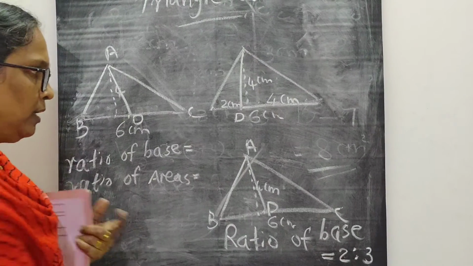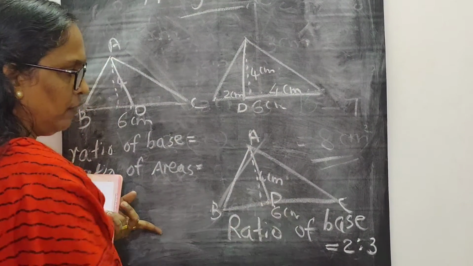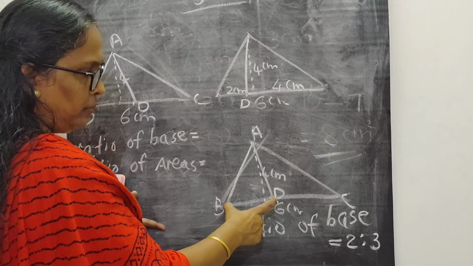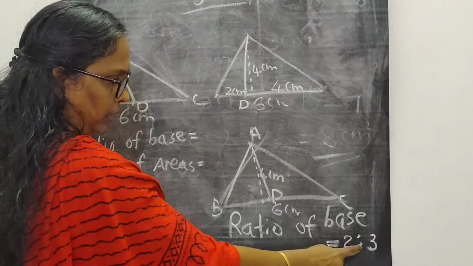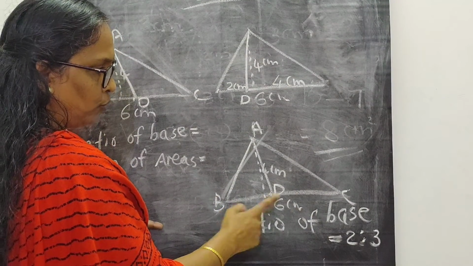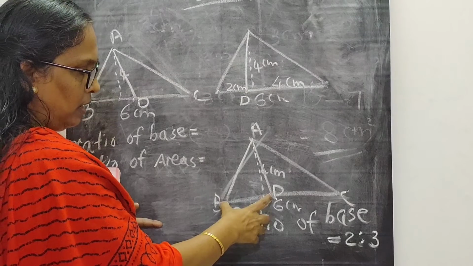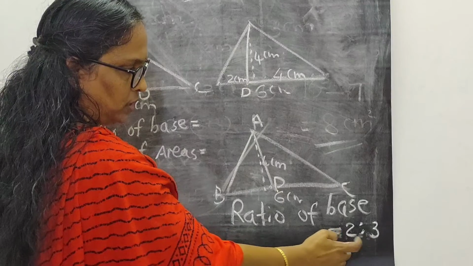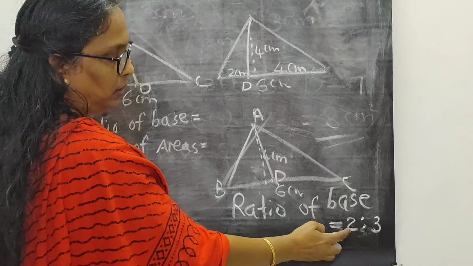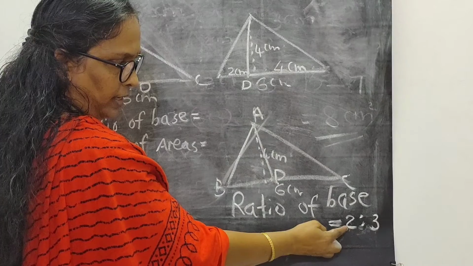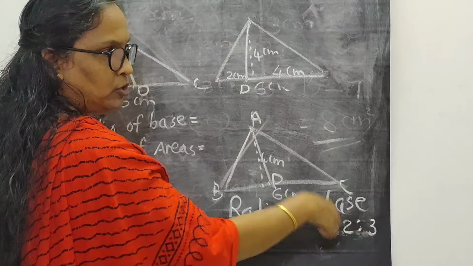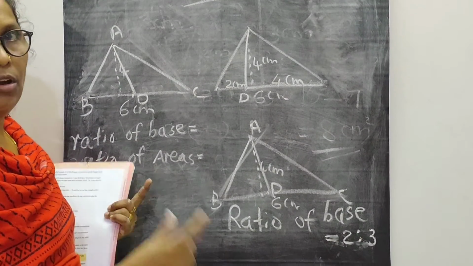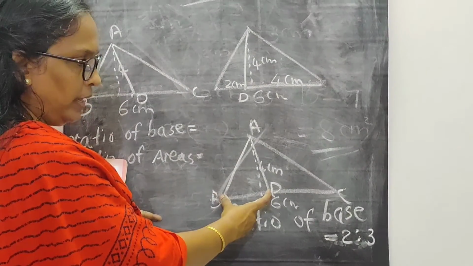What will be the base here in this triangle ABD? Total length is 6 centimeter. So how much will it be here? The line is cut in the ratio 2:3. So what will be the smaller side and what will be the longer side? Here 2:3 means both the sides are not equal. So one side is small and the other one is longer. So what will be the smaller length and what will be the longer length?